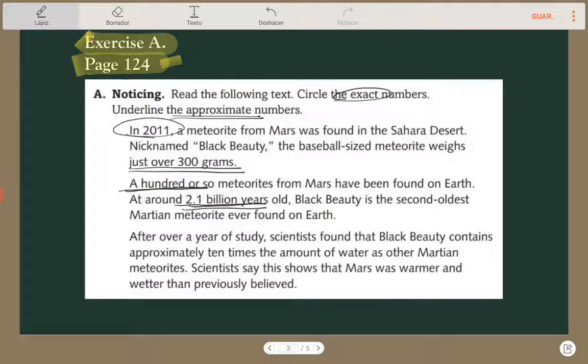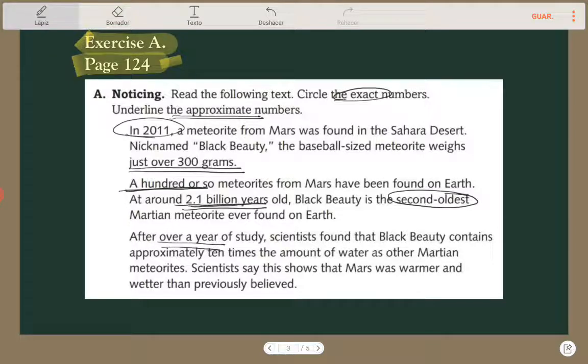Black Beauty is the second oldest Martian meteorite ever found on Earth. This one is specific information. It says the second oldest. So this is exact. We continue. After over a year of study, scientists found that Black Beauty contains approximately 10 times the amount of water as other Martian meteorites. Scientists say this shows that Mars was warmer and wetter than previously believed. At the very beginning, after over a year, it's not exactly a year, over a year, so approximate number.